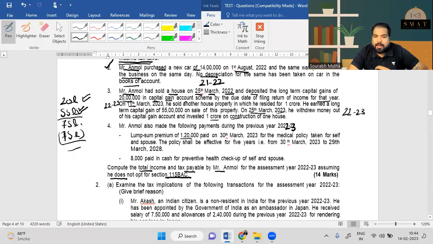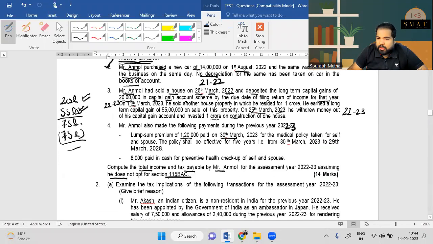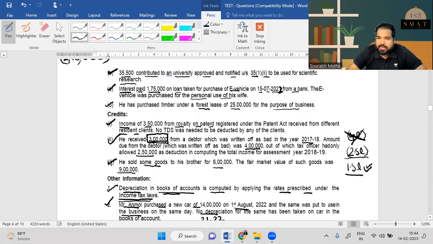All right, moving ahead. Lump sum payment of 1 lakh 20 paid during the year for a medical policy taken for self and spouse. The policy shall be effective for 5 years from 30th March to 29th March. So this 1 lakh 20, can I take a deduction under 80D? Yes, but not of 1 lakh 20; it is divided by 6. You remember, if it's 5 years, then you have to add 1 and divide by 6 unless it is taken on 1st of April. So this is not taken on 1st of April. So divide by 6. So you will get the 80D deduction.